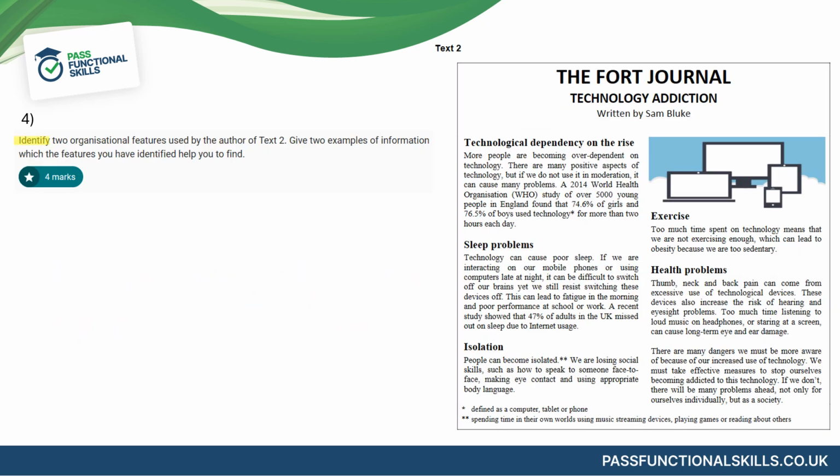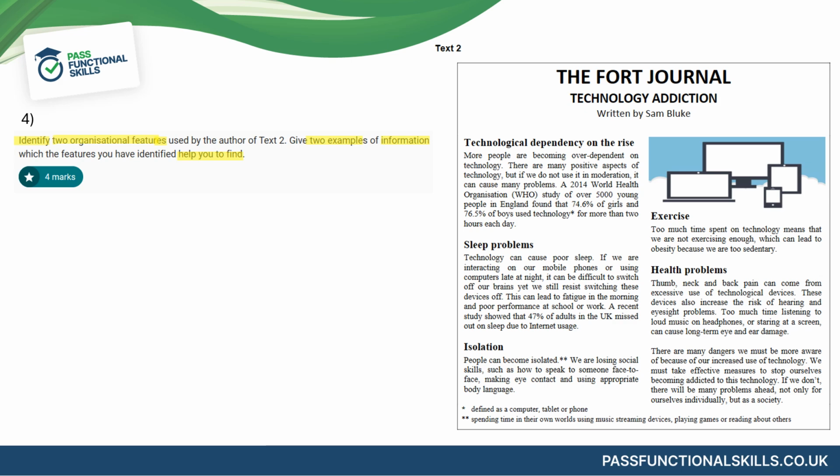Identify 2 organisational features used by the author of text 2. Give 2 examples of information which the features you have identified help you to find. Okay, so this is a 4-mark organisational features question. And although it's 4 marks, we don't actually have to write that much or spend that much time on it as long as we know how we can get the marks.